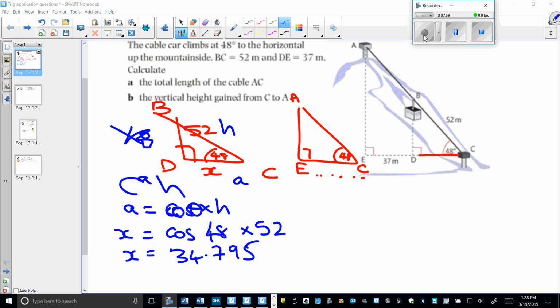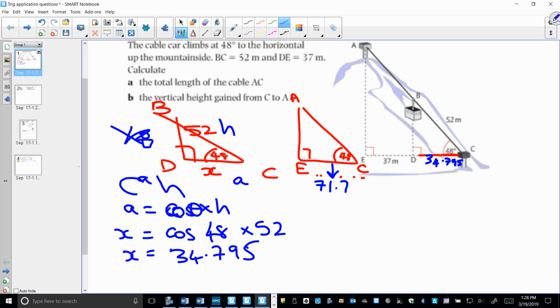So what does that mean we can now do? Find both, add together so you find the whole length. So we know this bad boy is 34.795. So now we can label it. We're going to add 37 to it. And what do we get? 71.795.